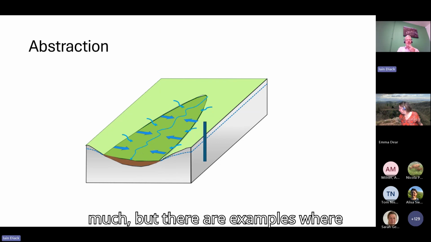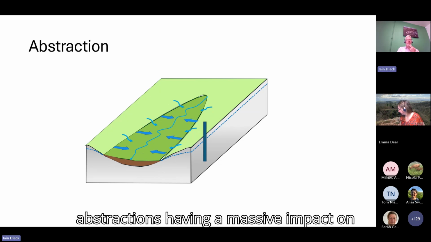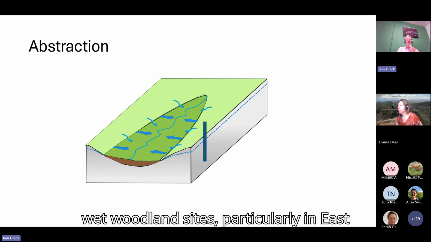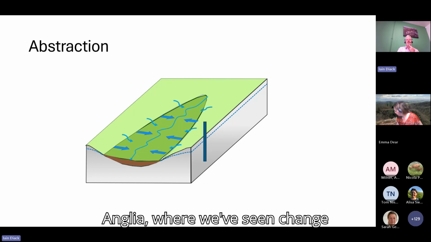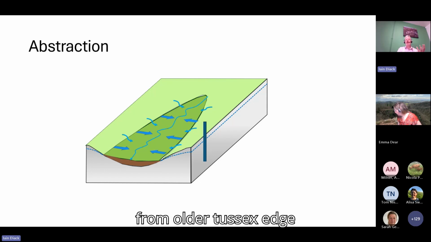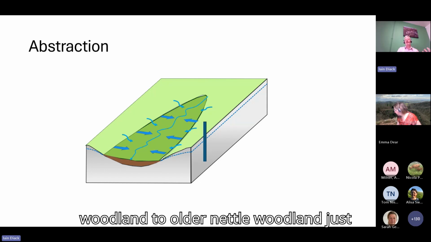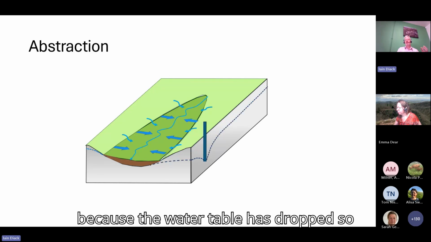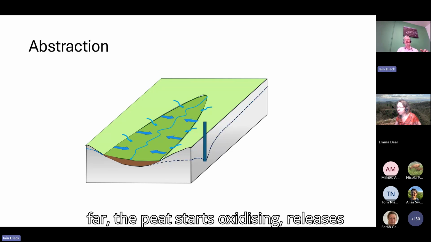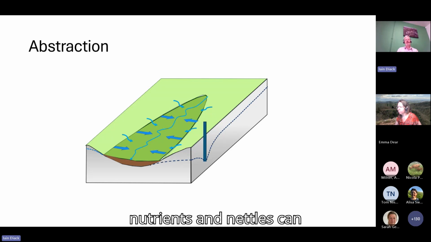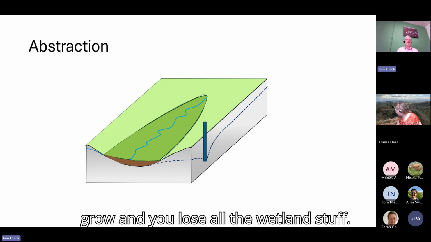Abstraction, I'm not going to talk about much, but there are examples where abstraction's having a massive impact on wet woodland sites, particularly in East Anglia, where we've seen change from older tussock sedge woodland to older nettle woodland, just because the water table has dropped so far, the peat starts oxidizing, releases nutrients, and nettles can grow, and you lose all the wetland stuff.